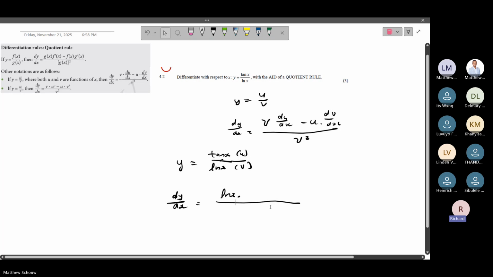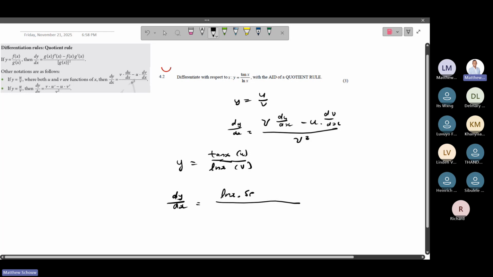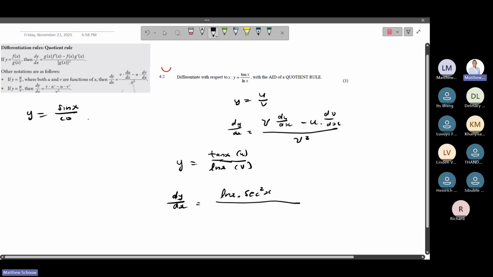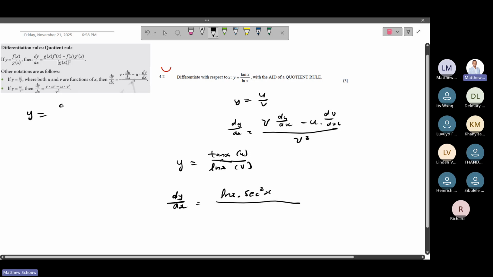Yeah, there we go. Thanks a lot, sir. Right. So v is ln x. We found the derivative of tan x. But now you should know that it's sec squared x. You can actually prove it if you find dy/dx of sine over cos, which is essentially tan x. You can actually prove that this is sec squared x if you find the derivative using the quotient rule. Maybe I should just do that for you.